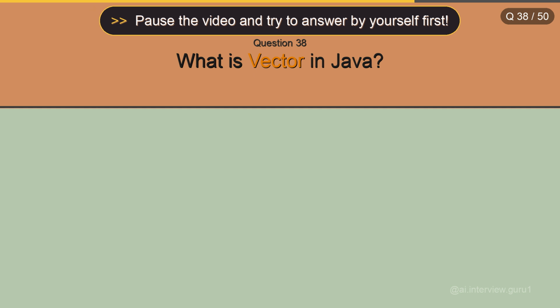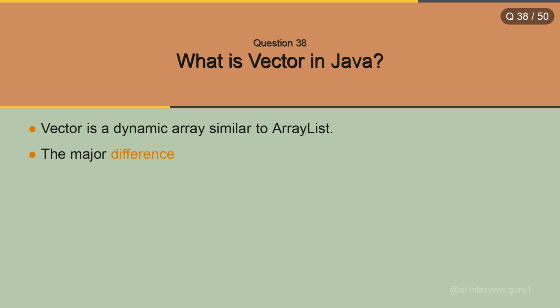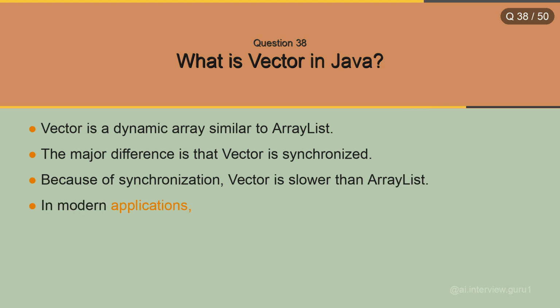What is Vector in Java? Vector is a dynamic array similar to ArrayList. The major difference is that Vector is synchronized. Because of synchronization, Vector is slower than ArrayList. In modern applications, ArrayList is usually preferred.